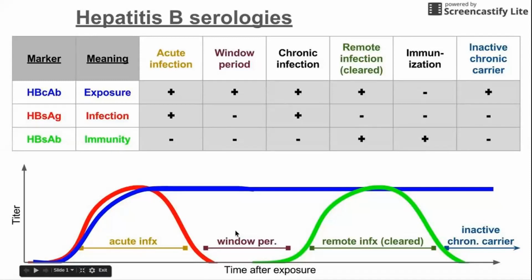So here is another diagram to show your hepatitis B serology. As you can see here, the markers are HBc antibodies, hepatitis B surface antigen, and hepatitis B surface antibody. In your acute infection, there is positive Hep B antigen and negative Hep B antibodies, while in your window period, both your Hep B antibodies and Hep B antigen are negative. So next, please.